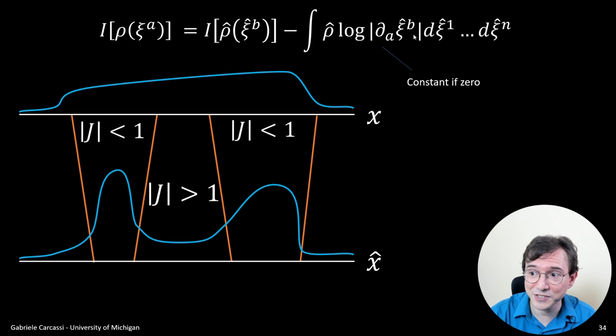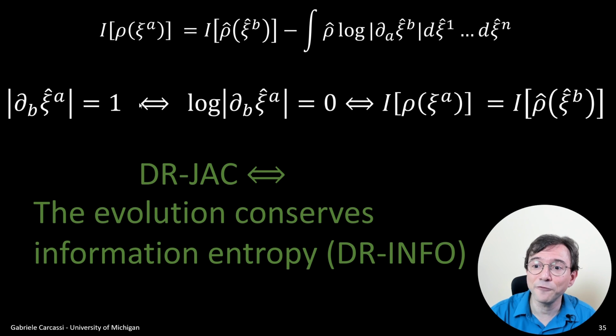But of course, if the Jacobian determinant is 1 everywhere, then the logarithm of 1 is 0, which means that the information entropy is conserved for all distributions. So saying that the evolution conserves the information entropy is exactly saying that the Jacobian determinant is going to be 1, and for one degree of freedom, that is going to give us Hamiltonian mechanics.